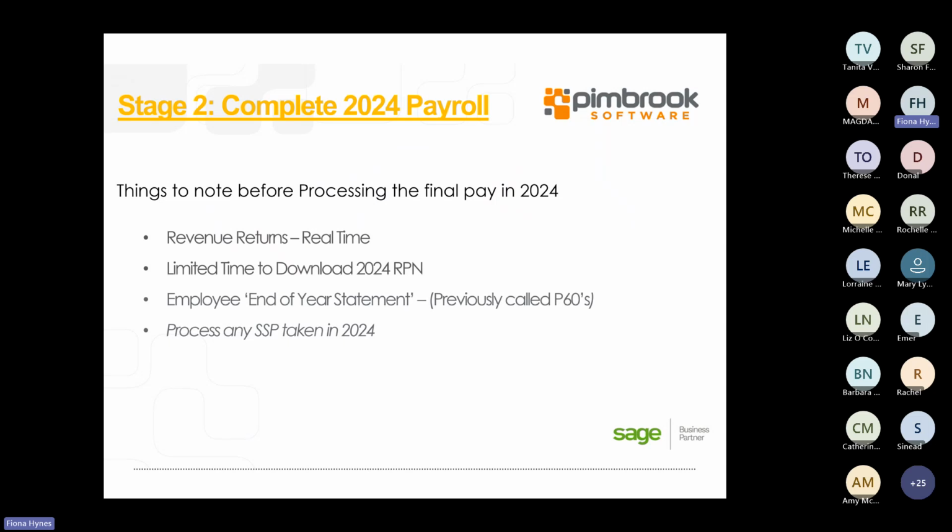So this means that if you are working a week in hand, you should try to find out if any SSP was taken in the last week of 2024, and it needs to be processed in the 24 software. If you only find out about it in the new year, you will need to go back and open up the last period of 2024 and process it and resubmit to revenue.